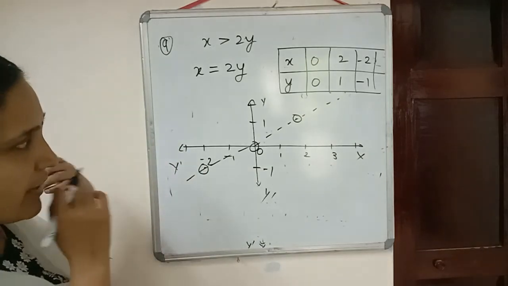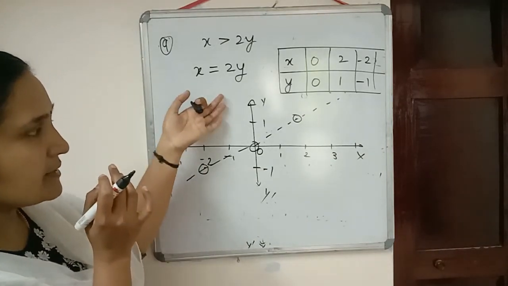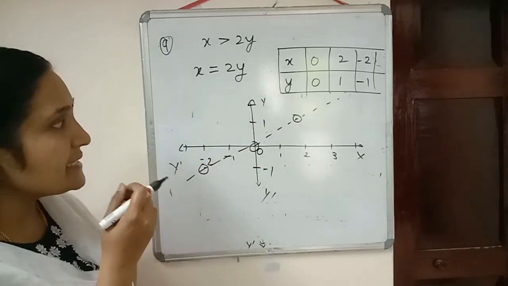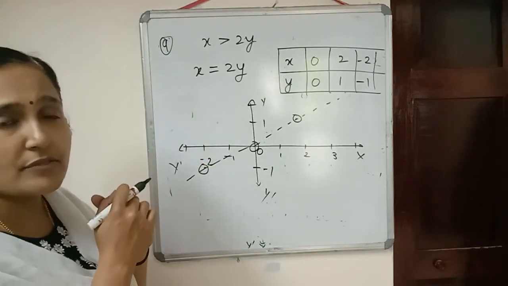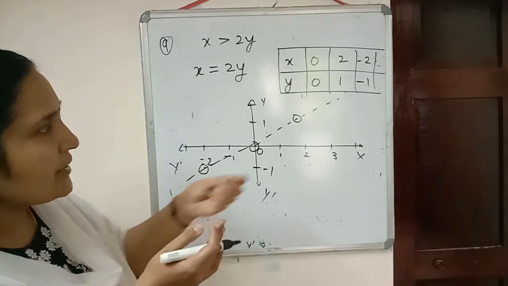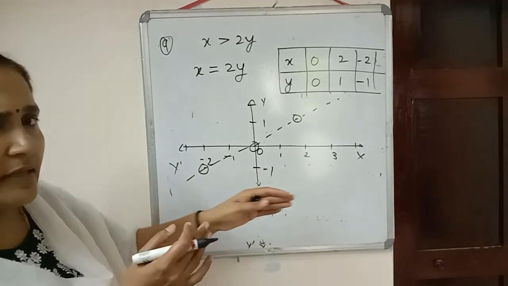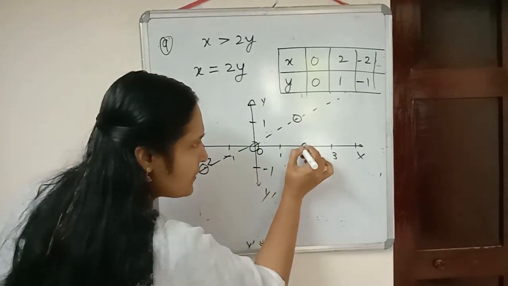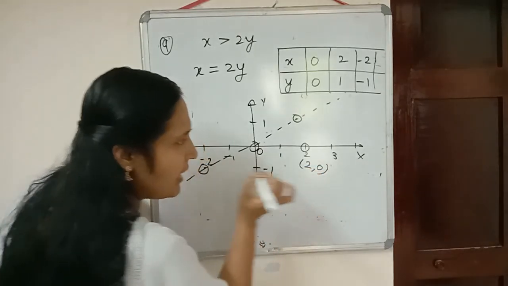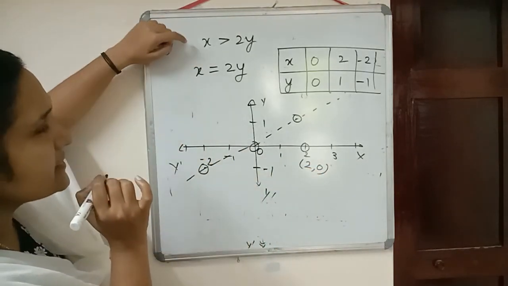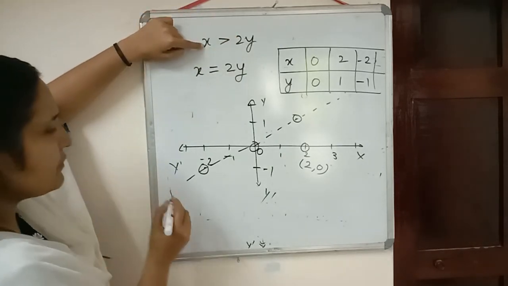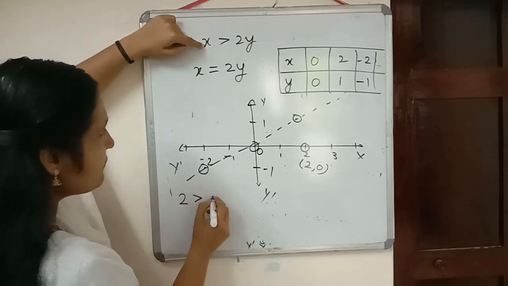Now we have to find out whether the solution region will be on this side or this side. But the line passes through the origin, so we cannot check by substituting x equal to 0 and y equal to 0. So for that, we will take any one point in this region. Suppose I have taken this point. This point is on the x-axis, so its coordinates will be 2, 0. So we will substitute x is equal to 2 and y is equal to 0 in the given inequation.